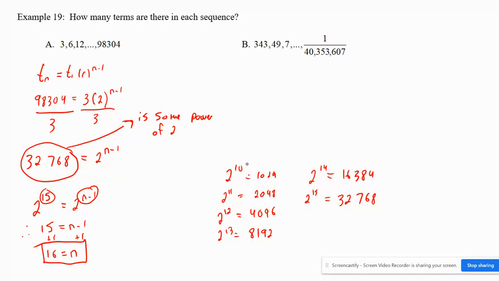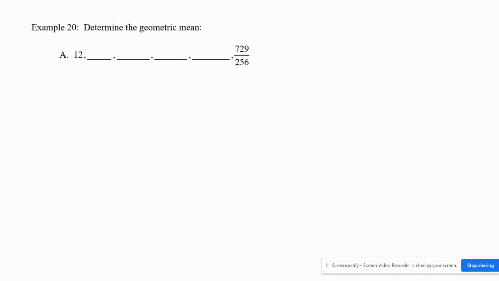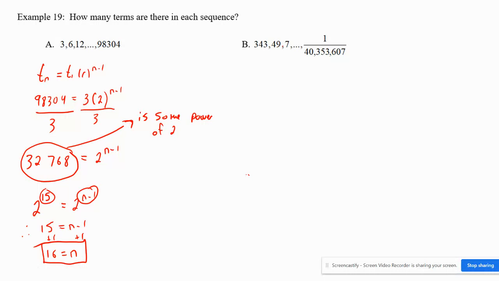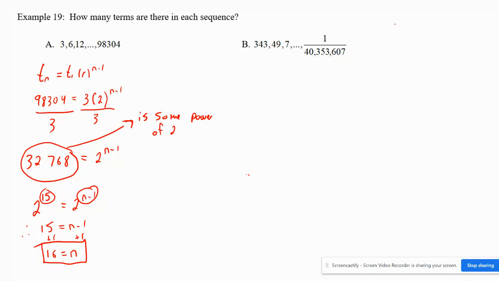I'm just going to erase this part over here just so I can have room for the next question here. All right, similar idea for this question. If I just take any two terms and divide them, so if I go 7 over 49, I get 1/7. If I would have gone 49 divided by 343, I would have gotten the exact same thing, which is 1/7. So 1/7 is our common ratio.